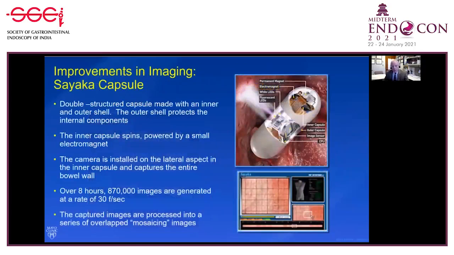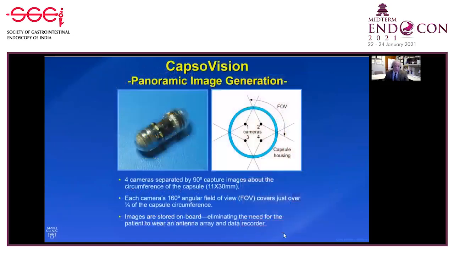Moving on, we have improvements in imaging. One is the SIAC capsule, and you can see that this is a double structured capsule with an outer shell that protects the inner shell, and it can take 870,000 images generated at a rate of 30 frames per second. And then the images are processed into this mosaic image. So very exciting technology.